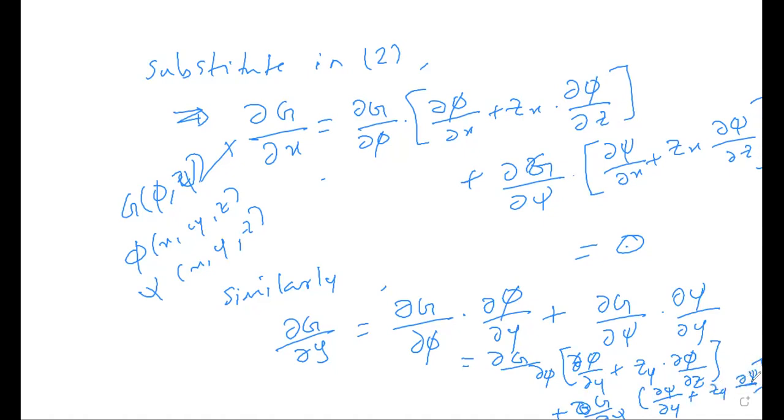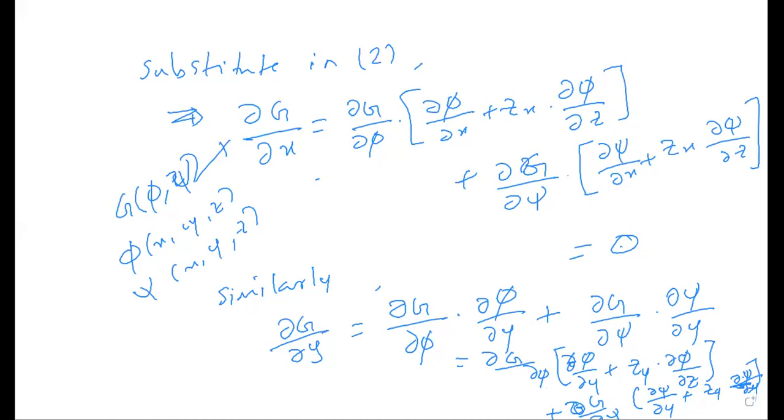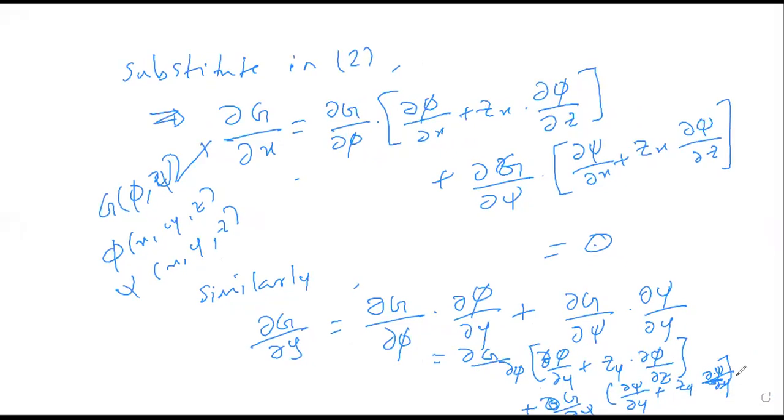Okay, so please write it down nicely. All are the same thing, so here ∂phi over ∂y, ∂z, sorry, is equal to 0.